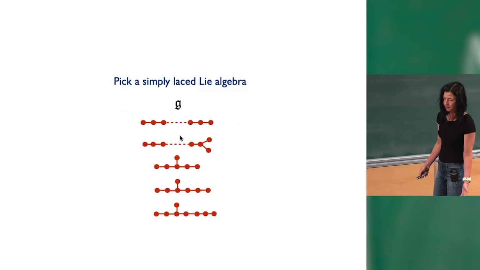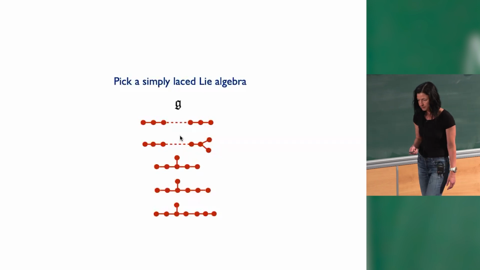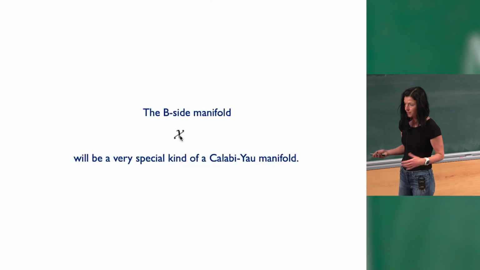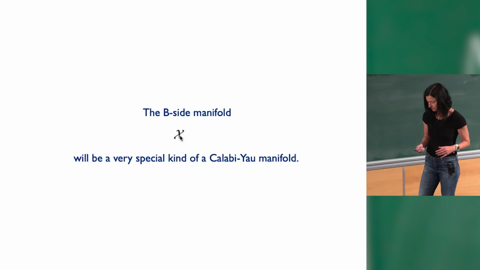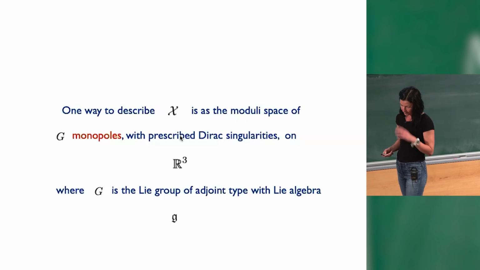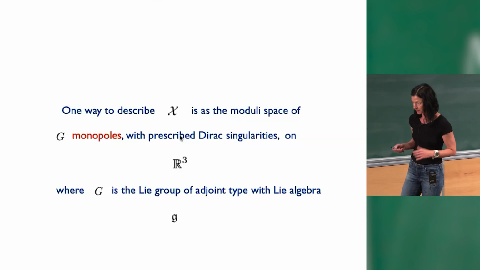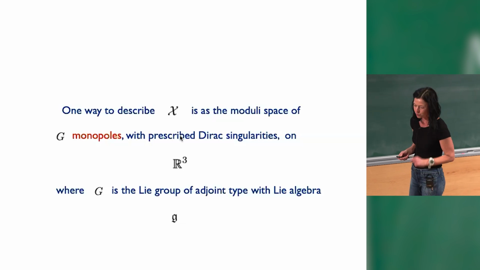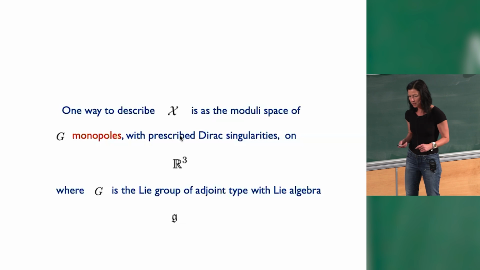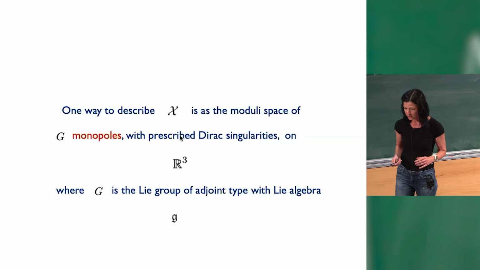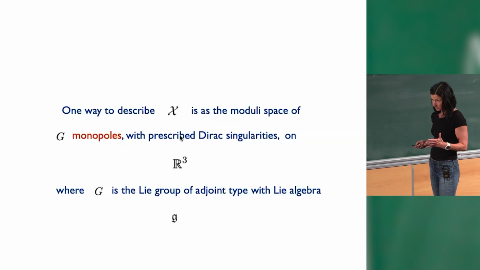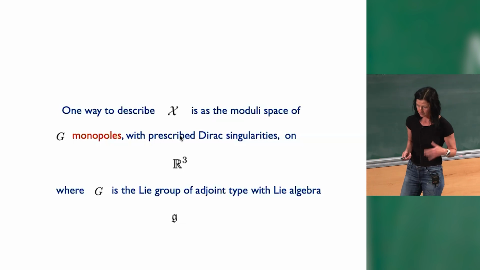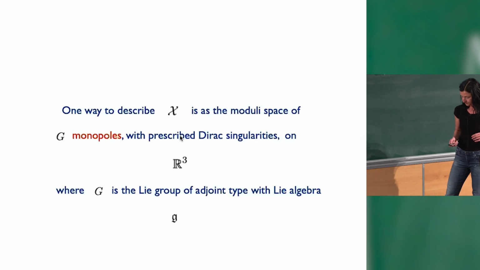So to start, we'll pick a simply laced Lie algebra. The B side target space will be a very special kind of Calabi-Yau manifold. It's a family of Calabi-Yau manifolds, which has certainly been considered by mathematicians before. They have several different descriptions. One way to describe X, the one that I'll use here, is as the moduli space of G monopoles with prescribed Dirac singularities on R3, where G here is the Lie group of adjoint type with the Lie algebra we've been considering.